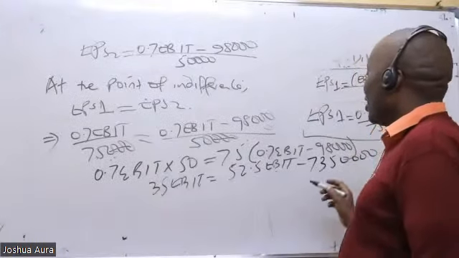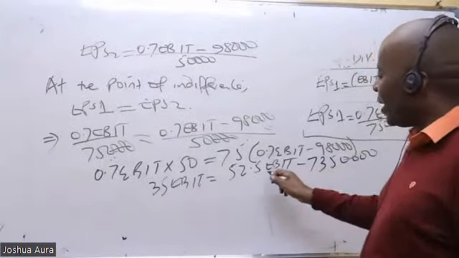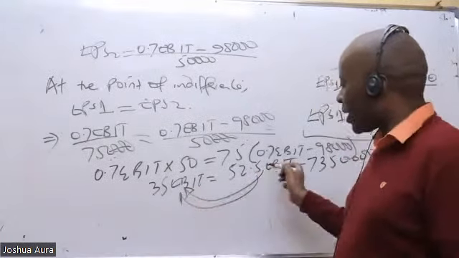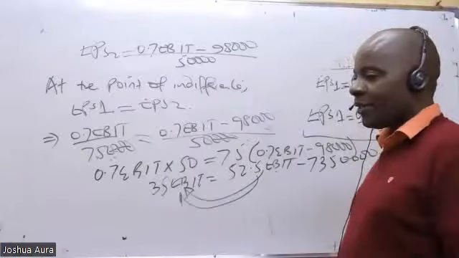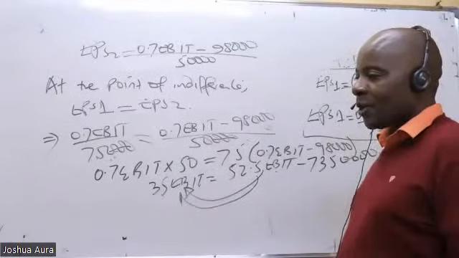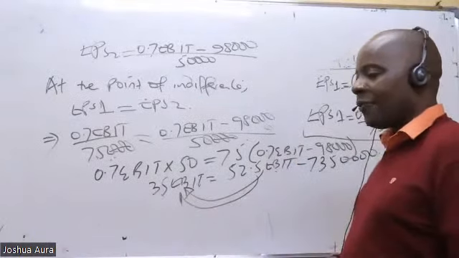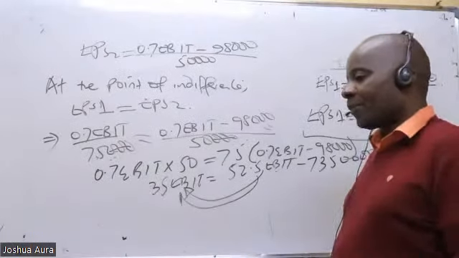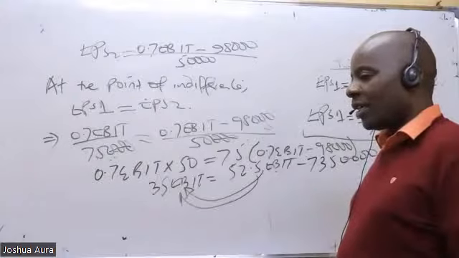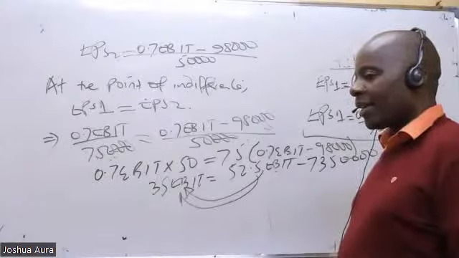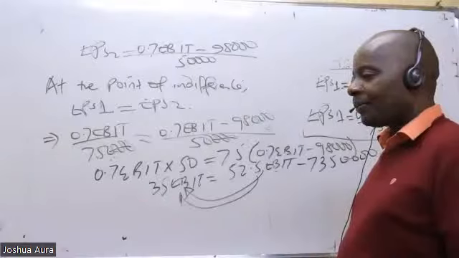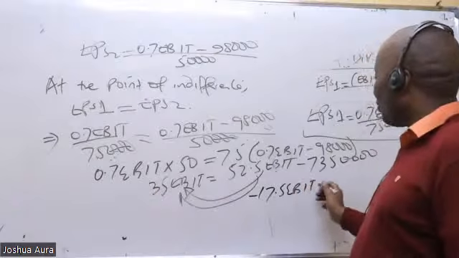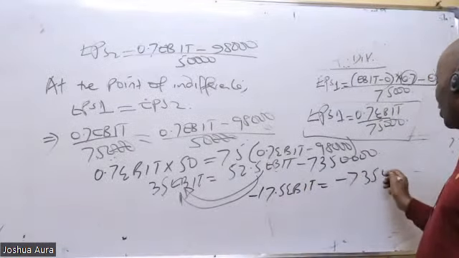73,50,000 like that. Now from there, ladies and gentlemen, please take this here. On their side, it will be negative, isn't it? So it will be 35 minus 52.5, which will give us what figure? So minus 17.5 EBIT should be equal to minus 73,50,000.